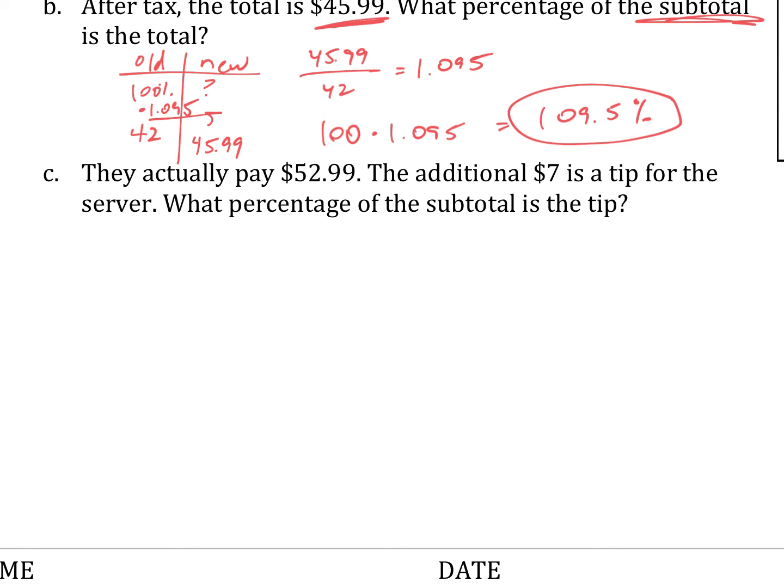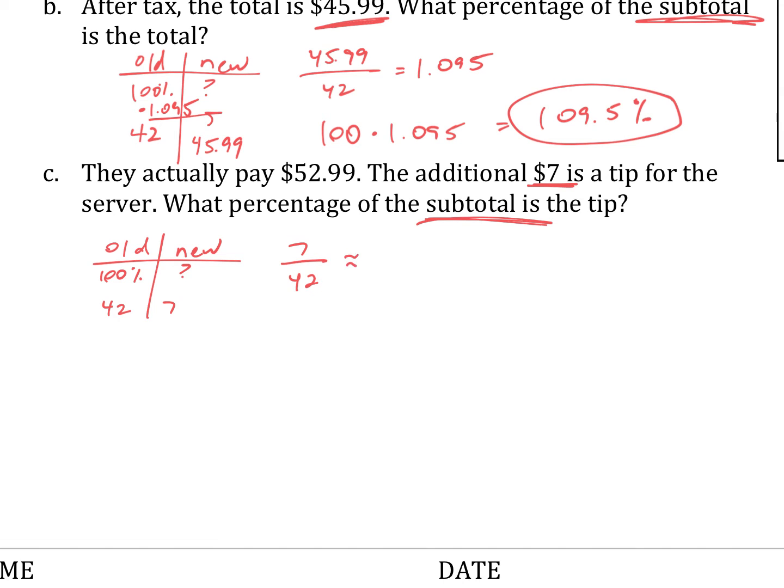Next, it says they actually pay $52.99. The additional 7 is a tip for the server. What percentage of the subtotal is the tip? So still doing old and new. So again, I'm using 7 and the subtotal. So my old is 100%. We don't know the new. My subtotal was 42. My new is 7. So I'm going to calculate 7 over 42.